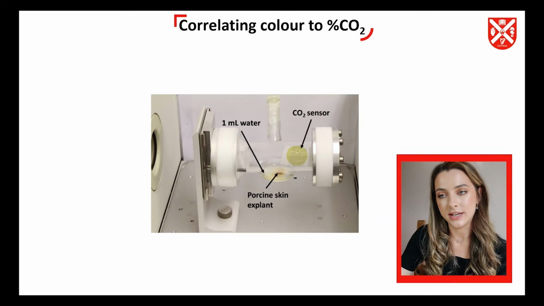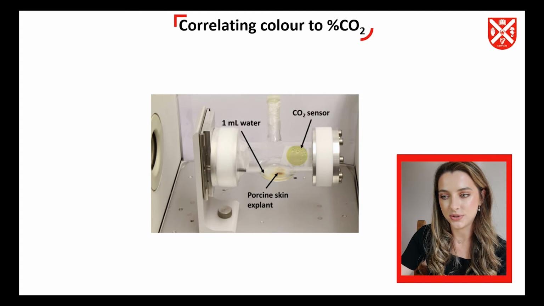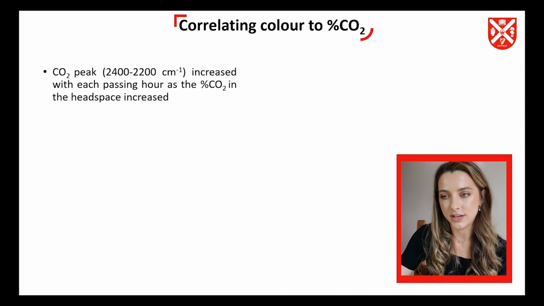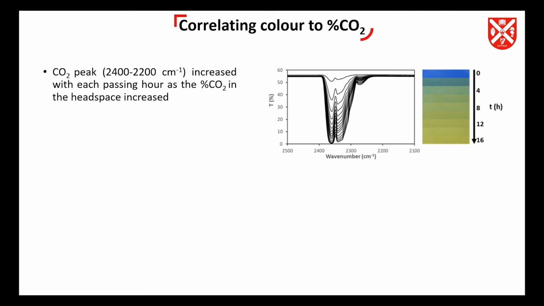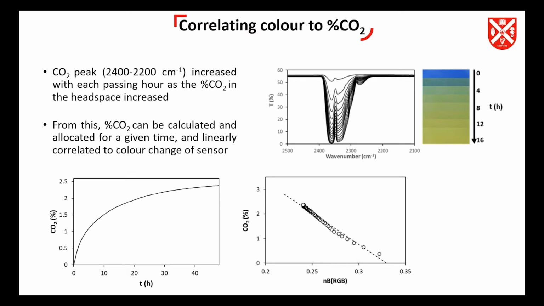So we have also correlated the exact colour to the percentage of CO2 using FTIR, as you can see in this diagram here. So we had a custom-made IR gas cell with our porcine skin inoculated with Pseudomonas and the CO2 sensor fitted inside. So you can see the CO2 peak increasing with each hour that passes and the corresponding colour change. From this, we can then calculate the percentage CO2 for a given time, and then we can show that this is actually linearly correlated to the exact sensor colour, which is really important because it possibly adds a diagnostic aspect to the film.